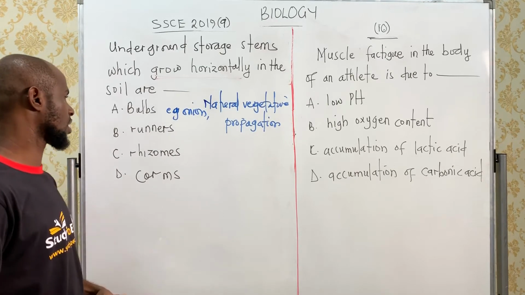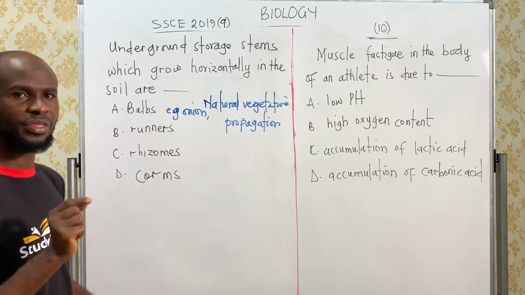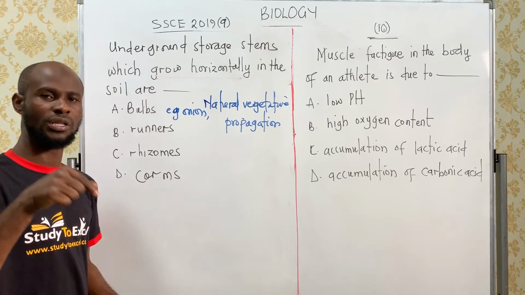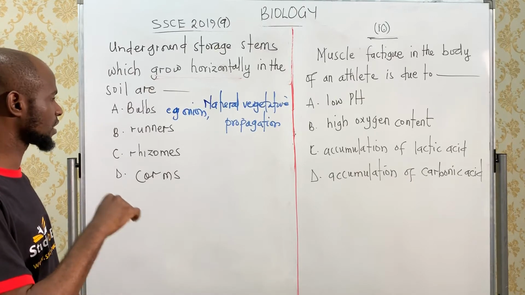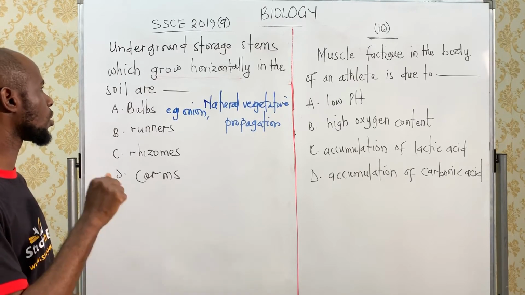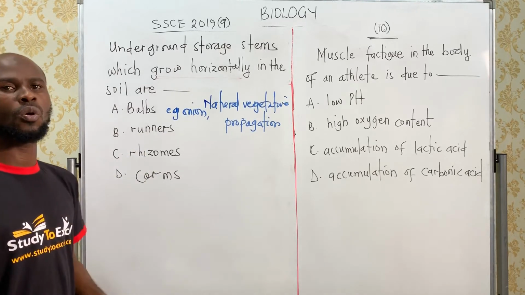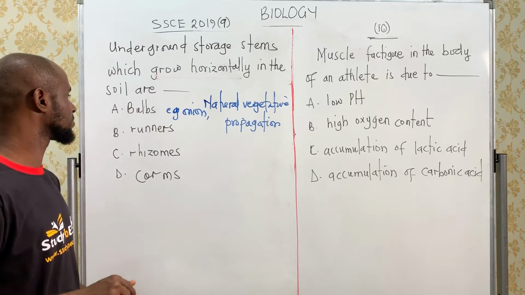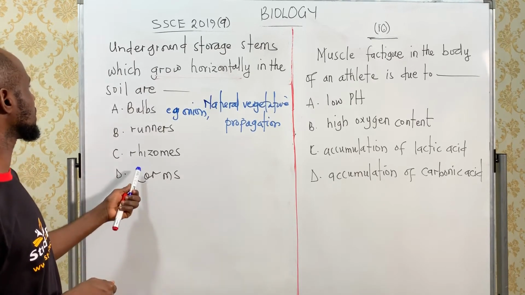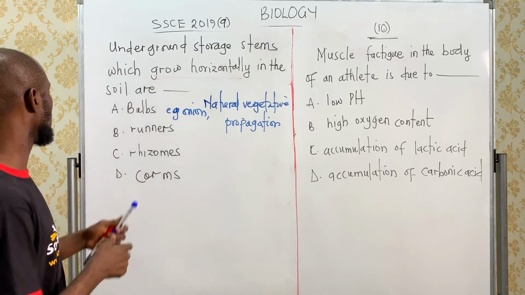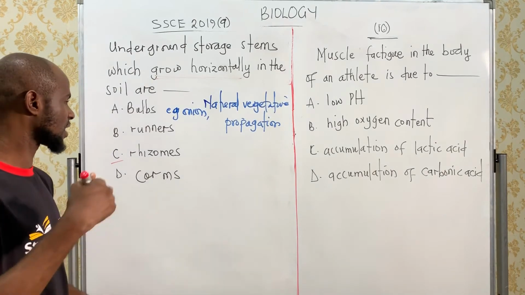So let's look at runners. Runners are underground stem also, but they are slender, creeping stems that grow horizontally beneath the soil. So let's look at rhizome. Rhizomes are also underground stem that grow horizontally beneath the soil. That means that the answer is rhizome, because the runners are slender creeping stems.